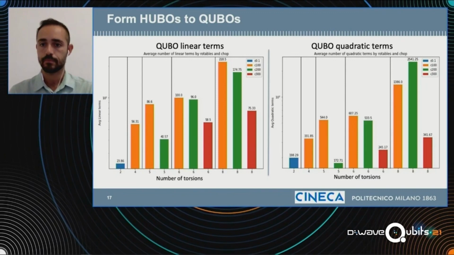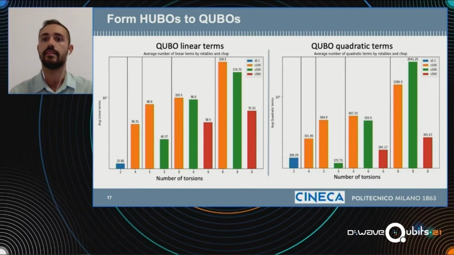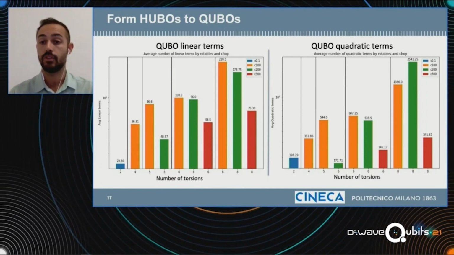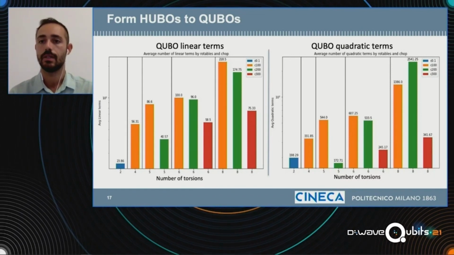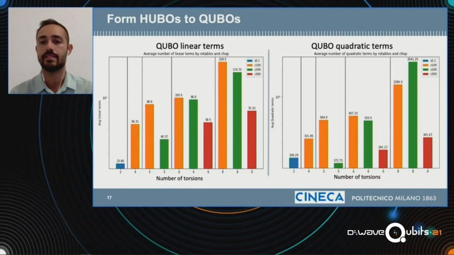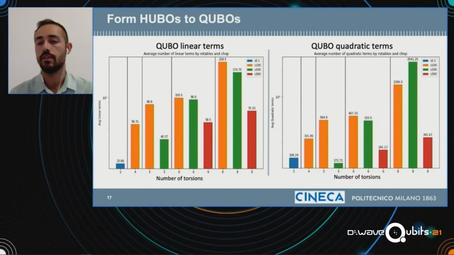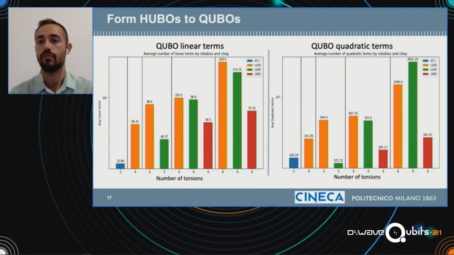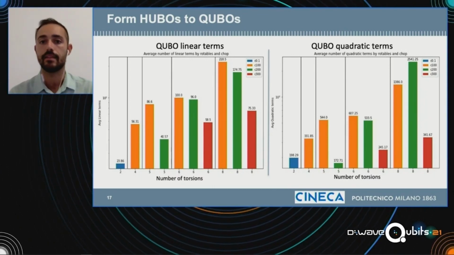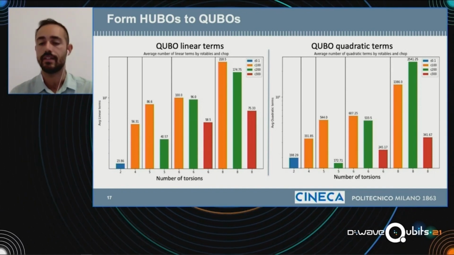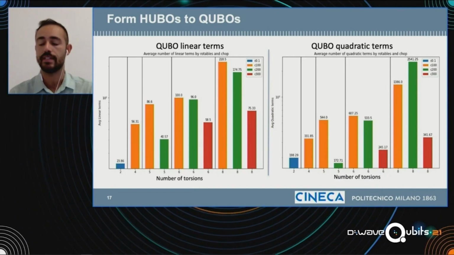The only strange things happen when you have 8 torsions, where basically the orange column is shorter than the green one, and that's just because of that level of threshold. The orange one is a threshold value of 100, which was too low in order to embed things correctly on the D-Wave. So that's why there is this little bias in the 8 torsion case.